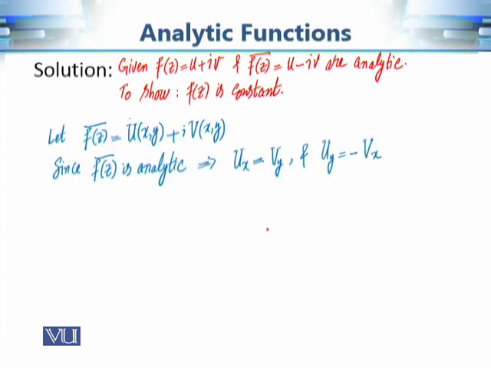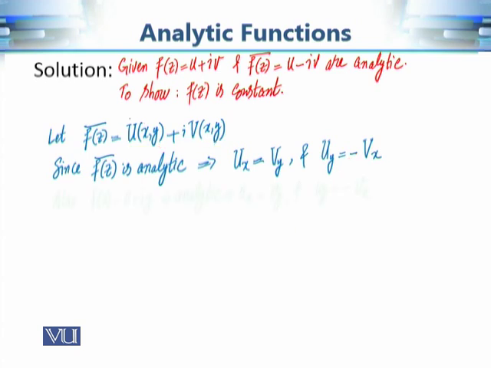Now, since this conjugate function is analytic, it must satisfy the Cauchy-Riemann equations. So in other words, if we assume that the real part is capital U of x, y and the imaginary part is capital V of x, y, this implies that capital Ux, the partial derivative of capital U with respect to x, must be equal to the partial derivative of capital V with respect to y. And similarly, the second Cauchy-Riemann equation says that the partial derivative of capital U with respect to y must be equal to the partial derivative of capital V with respect to x, but with a negative sign.